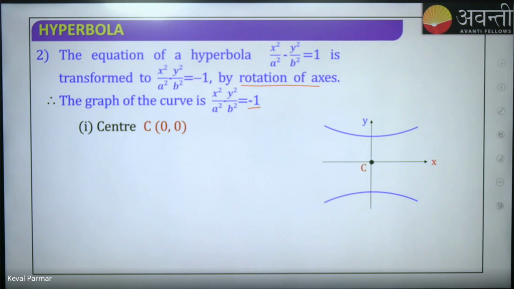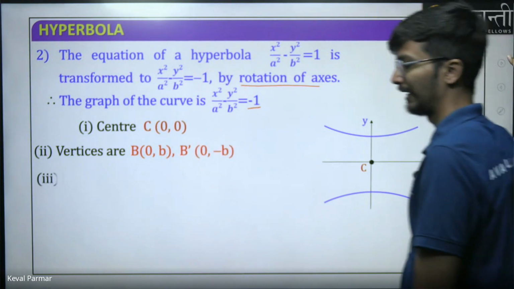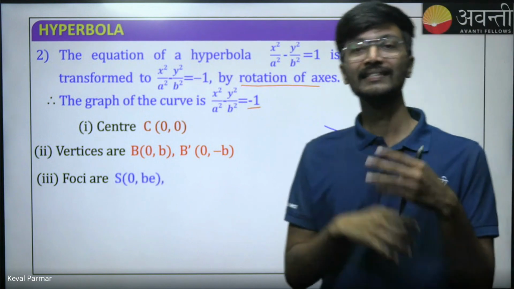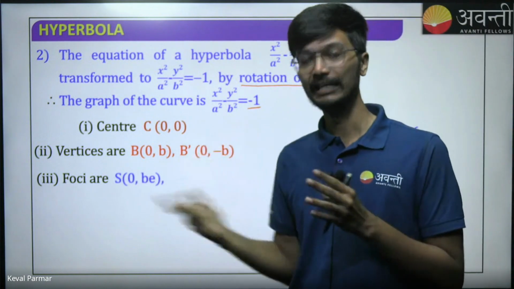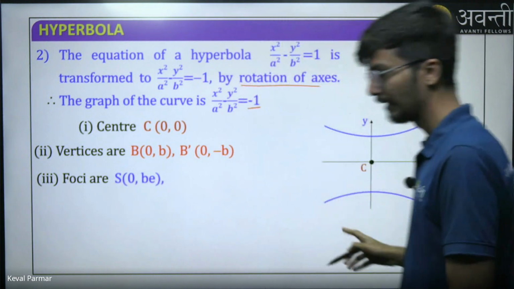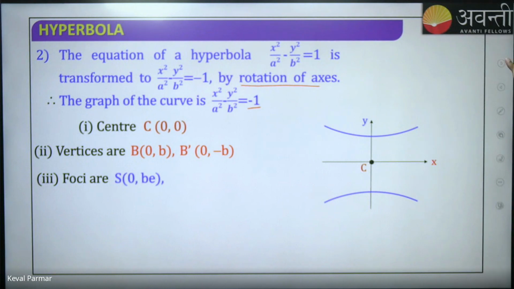Center is 0 comma 0, you can assume the focus. As I told you, focus, directrix, everything except the equation and the eccentricity remains the same. Vertices are 0 comma b and 0 comma minus b. Right? What will be the foci? Foci again, guys, will be same as that were in ellipse. So in ellipse, the foci were 0 comma minus be and 0 comma be.